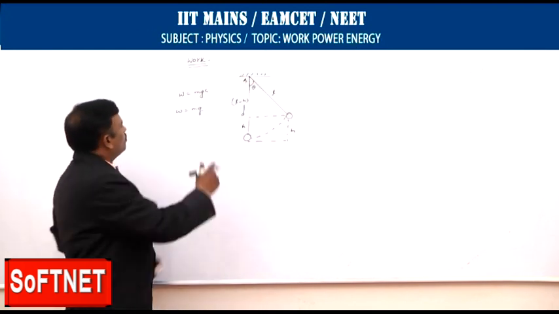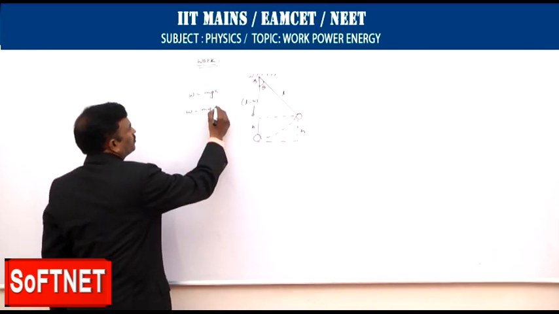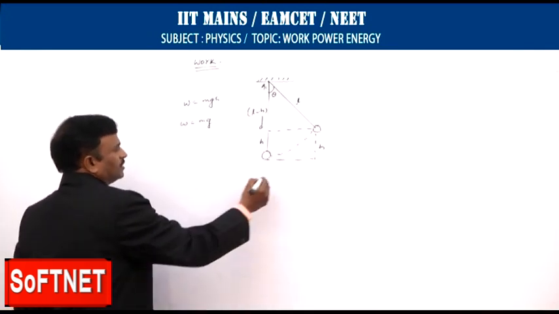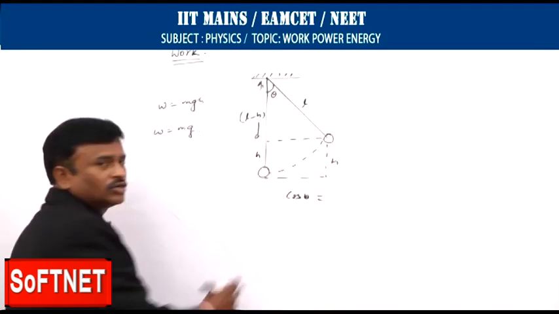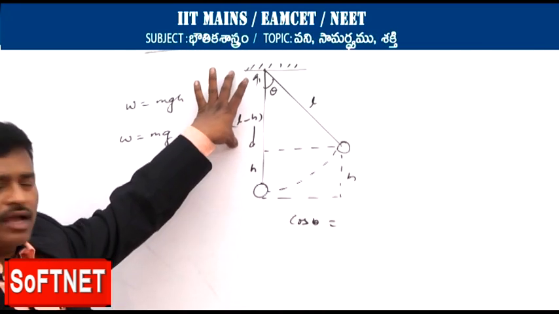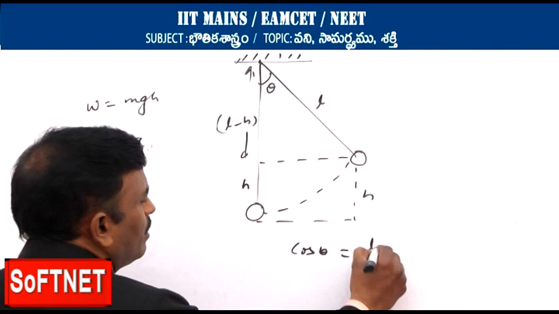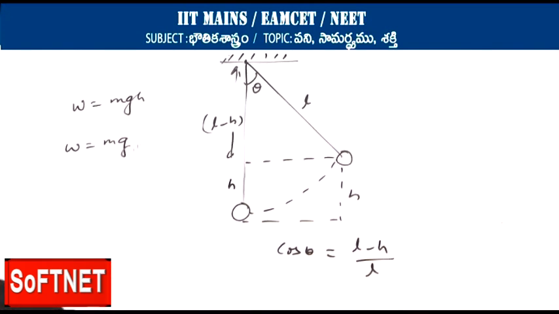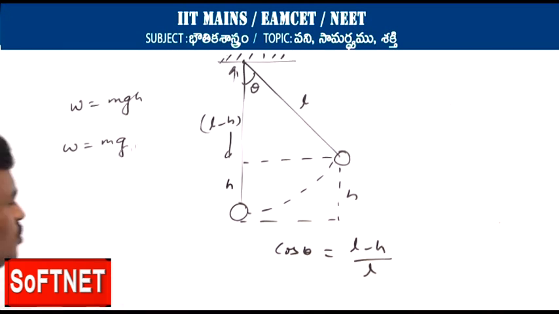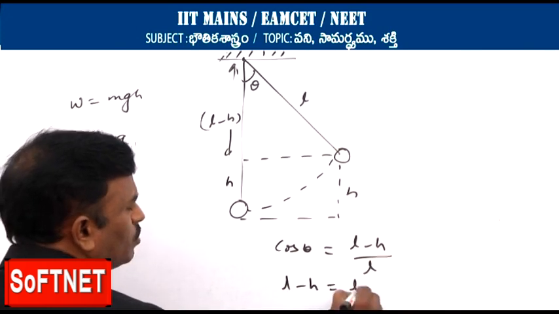Now we need to find h. From this triangle, cos theta is equal to L minus h by L. So L minus h is equal to L cos theta.